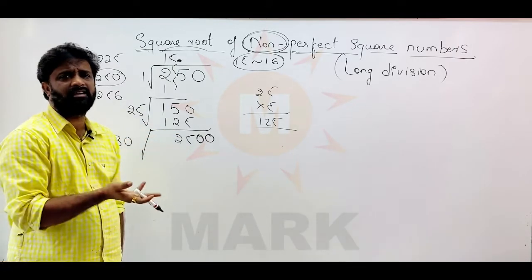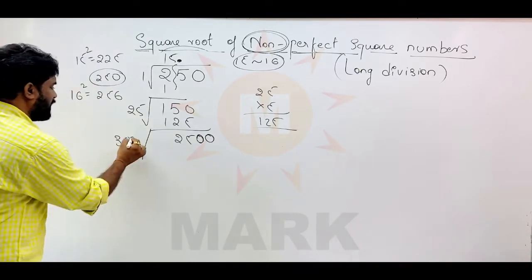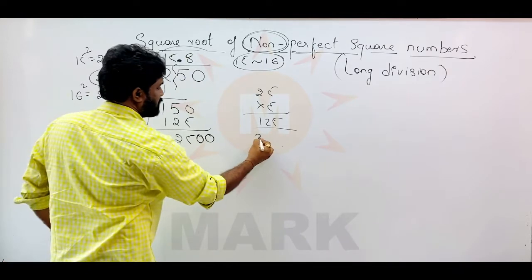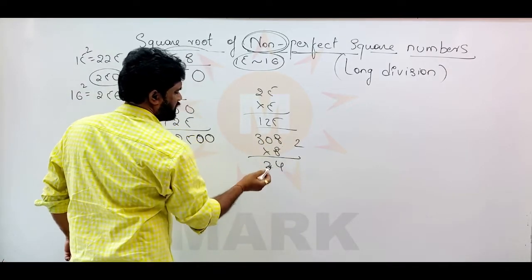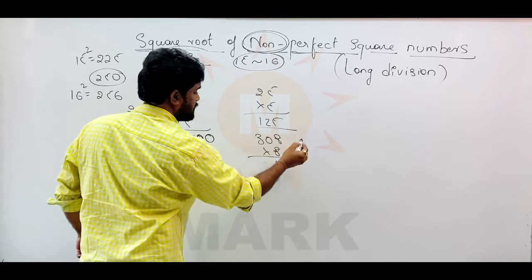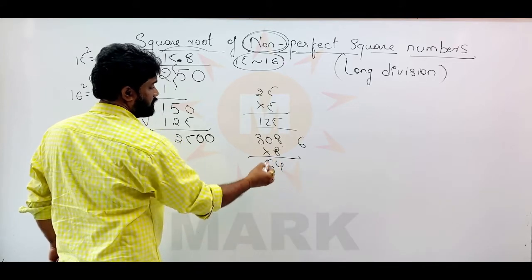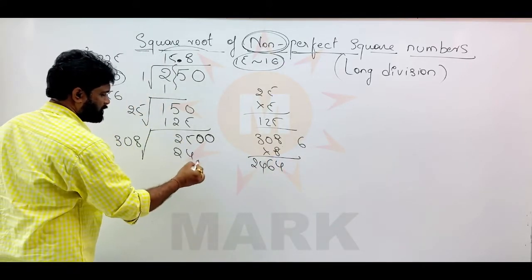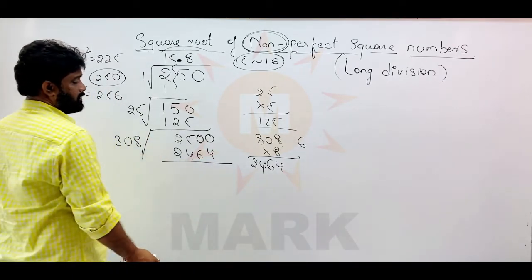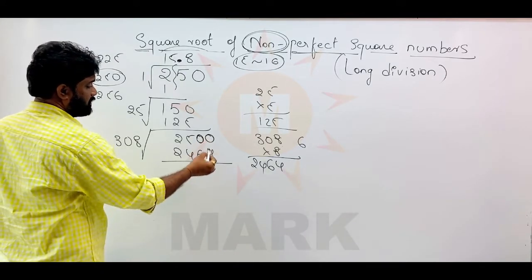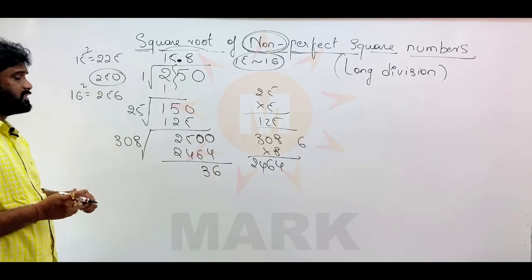Clearly I can know that 300, 8s are 2400. So approximately 300 into 8 is equal to 2400. If I put 8 here, and here also 8, 308 into 8 is 2464. Friends, 2464 is coming. So now clearly we can see here 10 minus 4 is equal to 6, 9 minus 6 is equal to 3. So afterwards, 36 is the remainder.